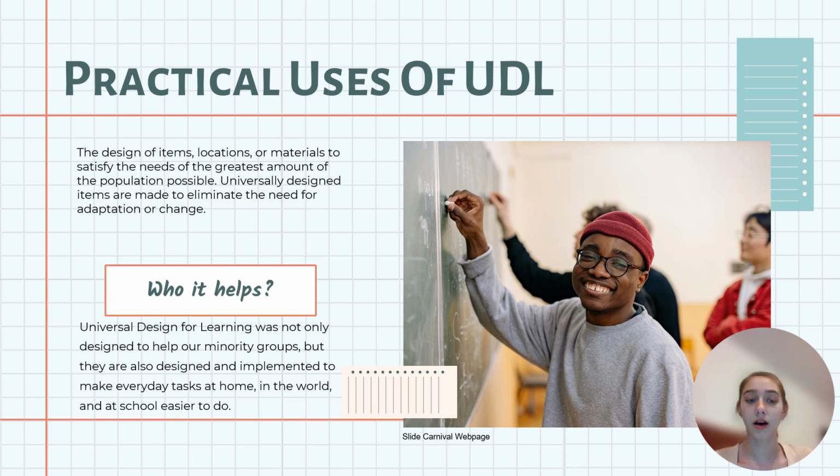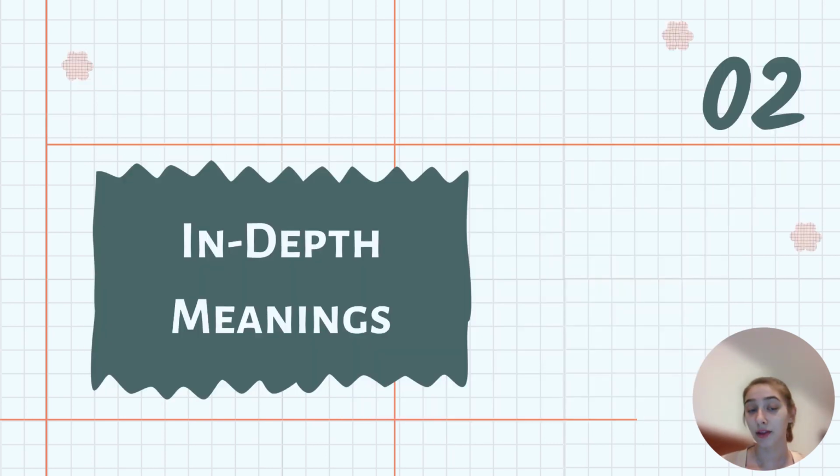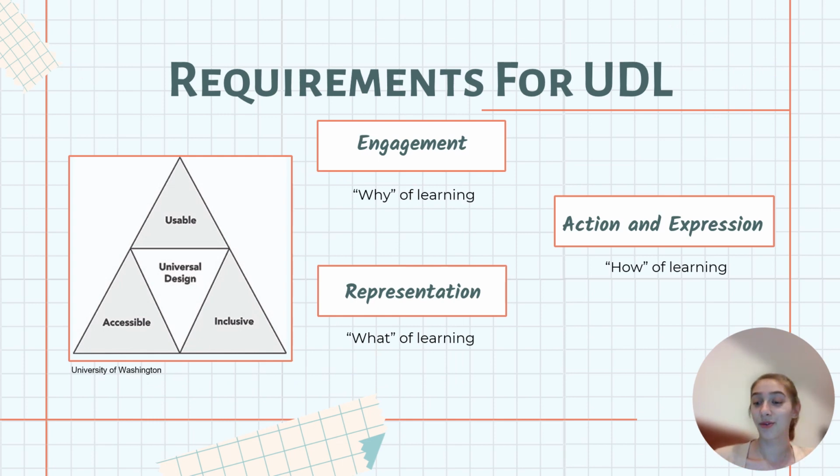This helps those in minority groups, but they're also designed to implement to anywhere, at home, at school, just to make real life tasks a lot easier to come by. Then we're going to go into the in-depth meanings. So for our requirements, for the universal design would be everything needs to be usable, inclusive, and accessible.